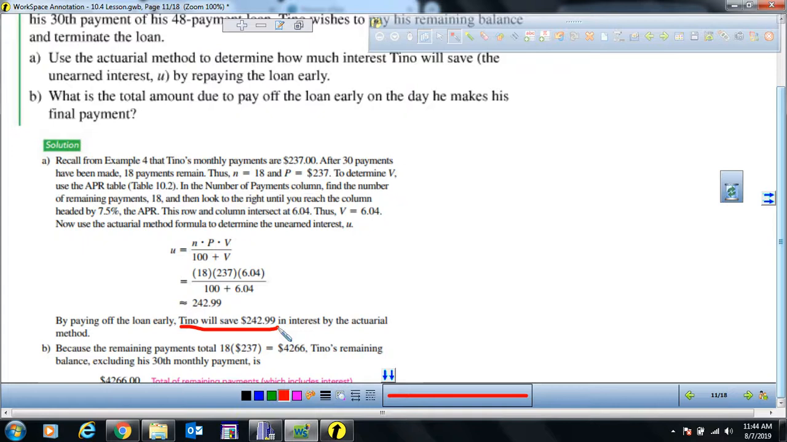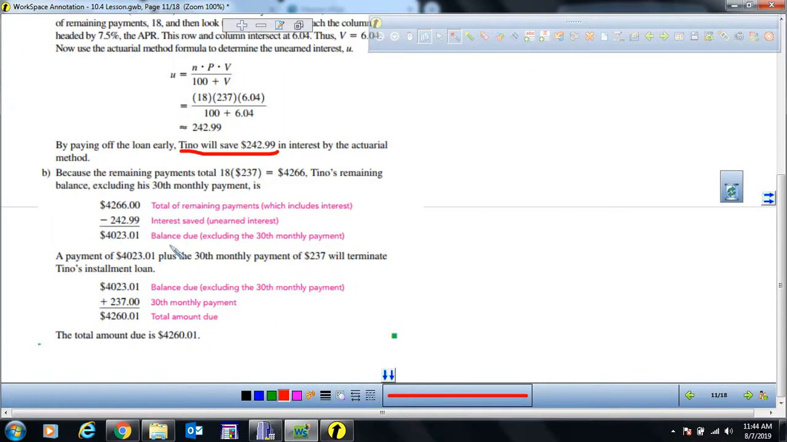For B, what is the total amount due to pay off the loan early on the day he makes his final payment? So if he's going to pay early by the 30th payment, then what is going to be the balance at that moment that he has to pay? Here we have the remaining payments, 18 payments times 237 for each month, which gives the total of 4,266. That's Tino's remaining balance, excluding his 30th monthly payment.